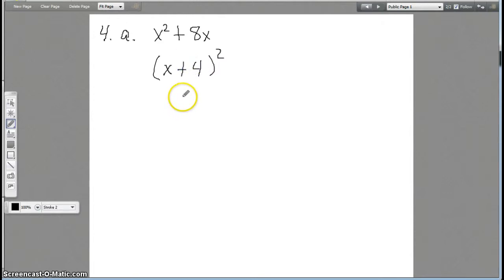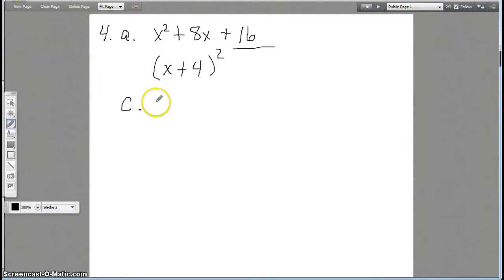Now, if we multiply this out, the square of our first term is x squared. The double of x times 4, 2 times 4 times x, is 8x. And then our last term is going to be the square of the 4, and that's 16. So when it says add a term to each of the following binomials to change it into a trinomial square, for the problem that starts off with x squared plus 8x, the term we need to add is 16. Okay, let's look at another one.